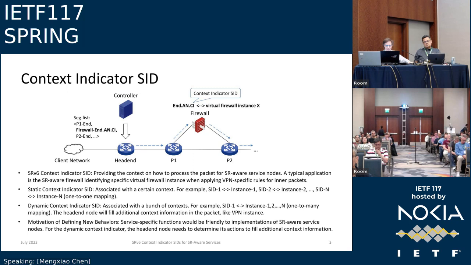When the firewall receives a packet, it identifies a virtual firewall instance based on the context indicator seed, and then applies VPN-specific rules for the inner packet. Context indicator seed can be static or dynamic. Static means the context indicator seed is associated with a certain context. It is usually a one-to-one mapping. For example, seed 1 to instance 1, seed 2 to instance 2.